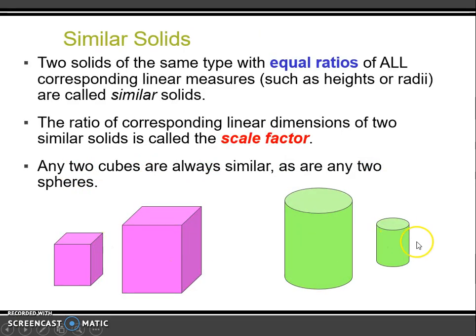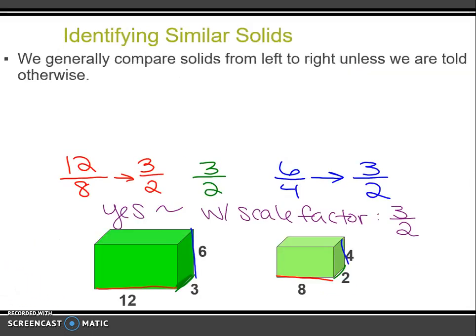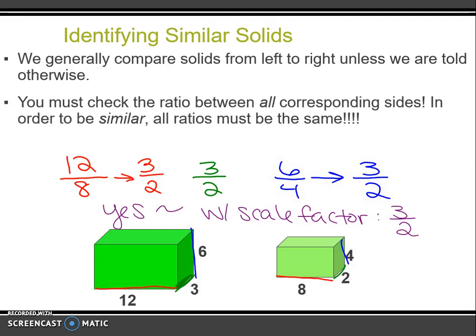This one is similar to that because they're going to have a scale factor. So here, identifying similar solids, we generally compare solids from left to right unless we are told otherwise. So you just must check the ratio between all corresponding sides. In order to be similar, all ratios must be the same.